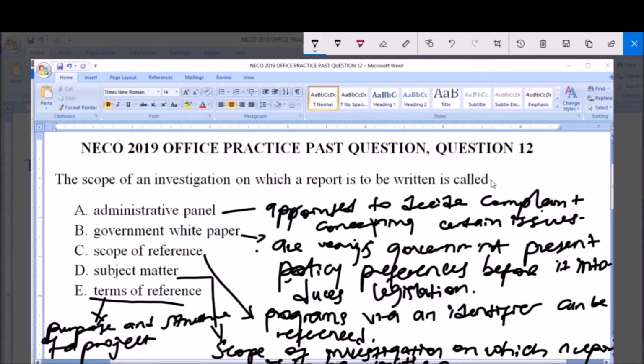Now the question says the scope of an investigation on which a report is to be written is called, and you agree with me that it was option D, subject matter. That is the answer, because subject matter, like I told you, is the scope of an investigation on which a report is to be written. That is, it is the matter presented for consideration in discussion, investigation. So the answer to this question is option D.